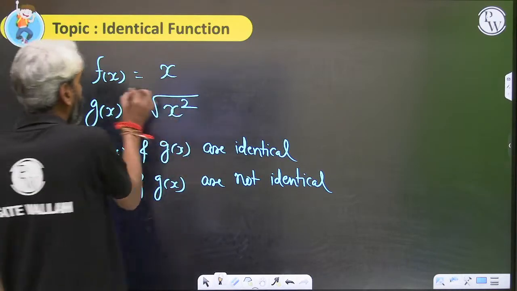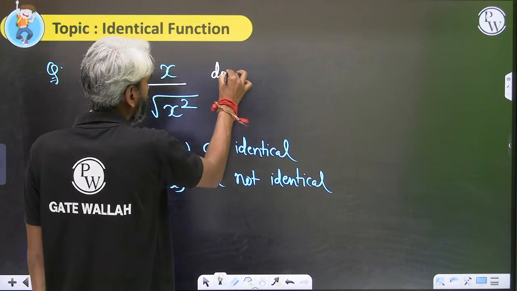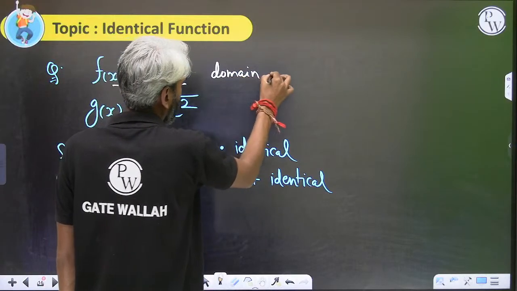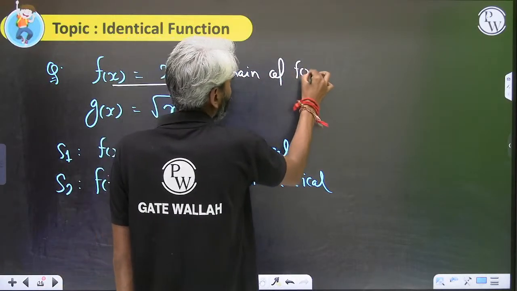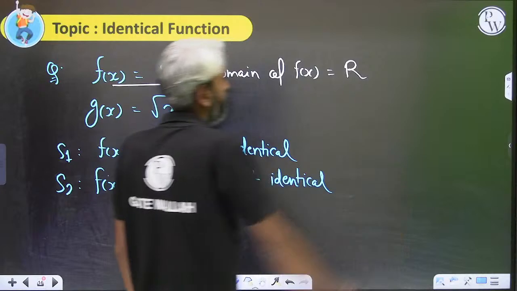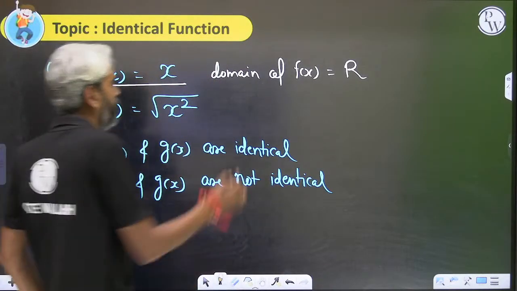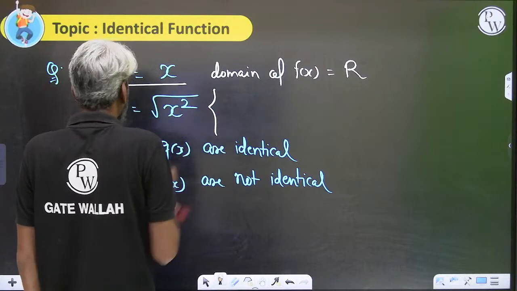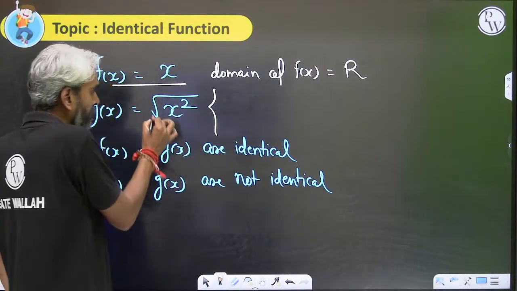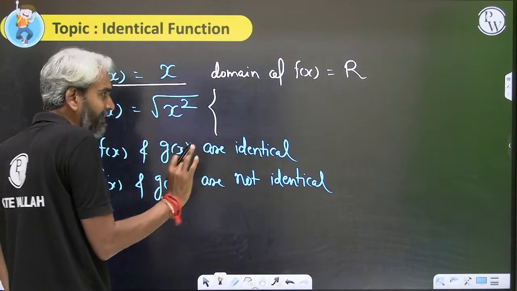So, sir, for function f(x), what will be the domain? Sir, you can pass any real number, there is no problem. For g(x), what will be the domain? Sir, if you want to calculate the domain of function g(x), you must ensure that within the square root, you cannot pass any negative value.